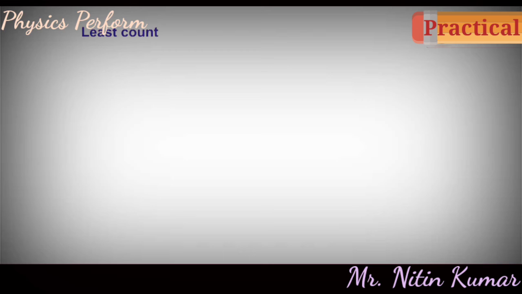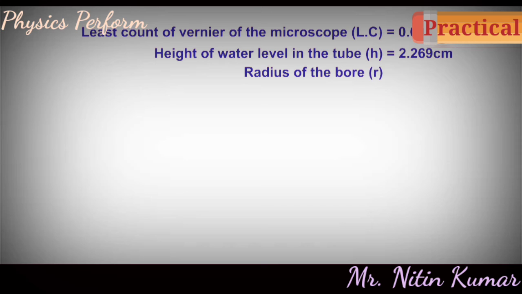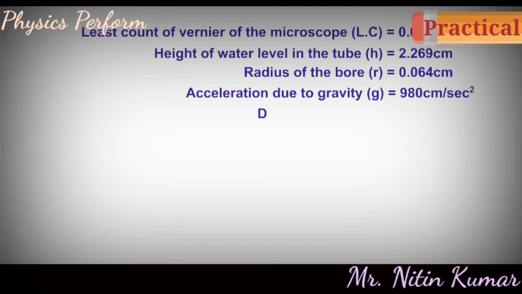Least count of the vernier scale of the microscope LC is equal to 0.001 centimeters. Height of the water level in the tube H is equal to 2.269 centimeters. Radius of the bore R is equal to 0.064 centimeters. Acceleration due to gravity G is equal to 980 centimeter per second square. Density of the water D is equal to 1 gram per centimeter cube.